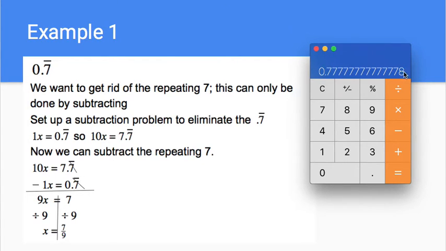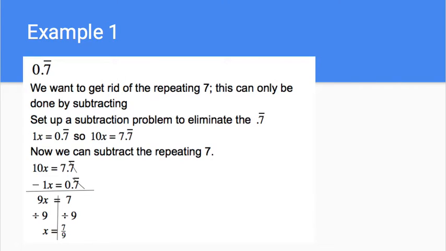Ignore that 8 on the end. If you ever go back and check, ignore that. Remember, it rounds up. 7 divided by 9 is 0.7 repeating. So let's look at another one.